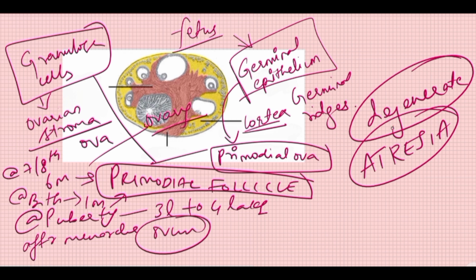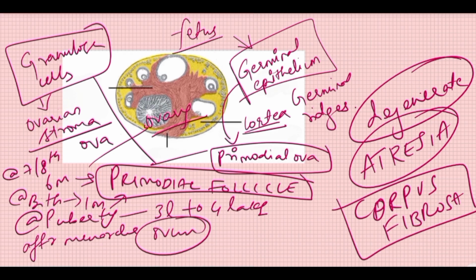The degenerated follicles, which are known as atretic follicles, become fibrous, and the fibrotic follicles are called the corpus fibrosa. The degenerated follicles disappear without leaving any scar.